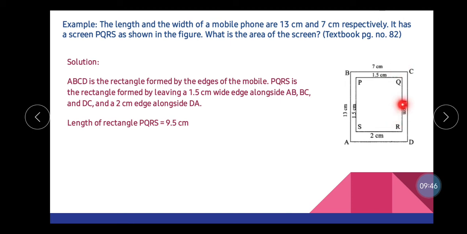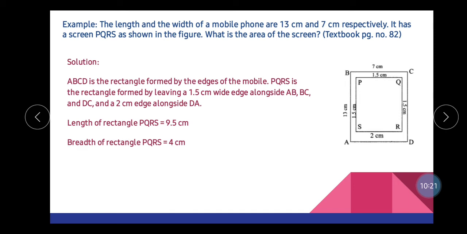So how will we calculate it? We will calculate by 13 centimeter minus 1.5 centimeter minus 2 centimeter. See, here AB was 13, and if we need to calculate PS, here PS is getting reduced by 1.5 and here by 2 centimeter. So the calculation comes as 13 minus 1.5 minus 2 centimeter. So we'll get 9.5 centimeter as PS and QR.